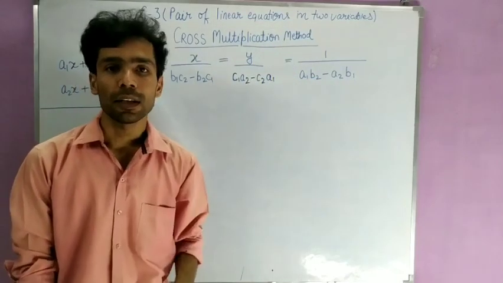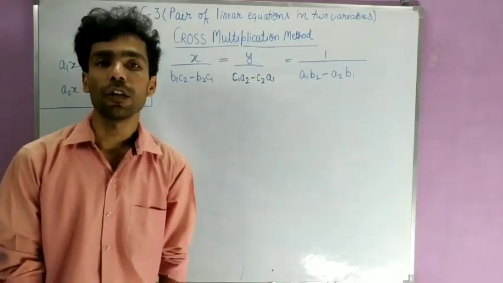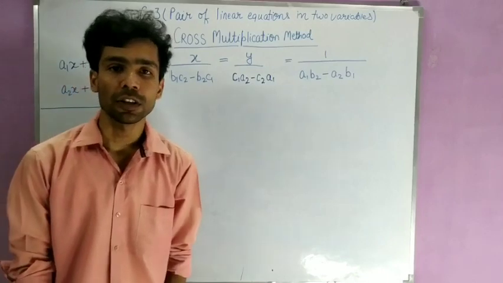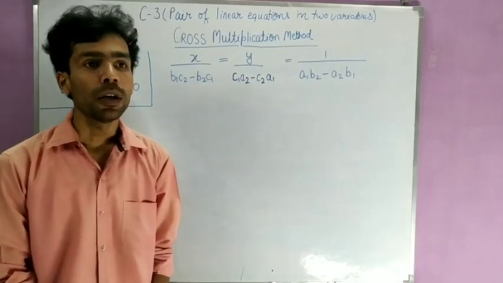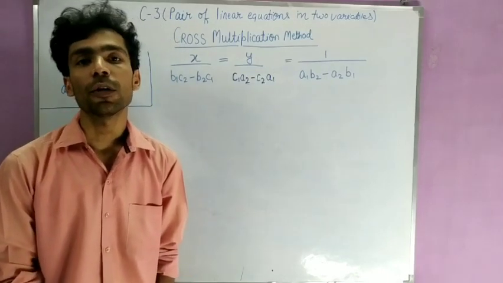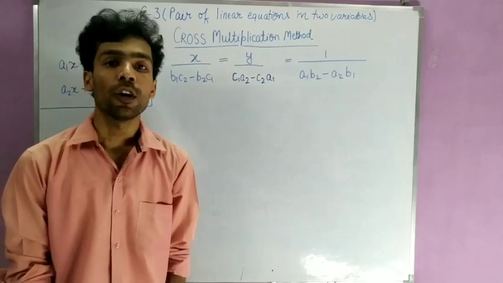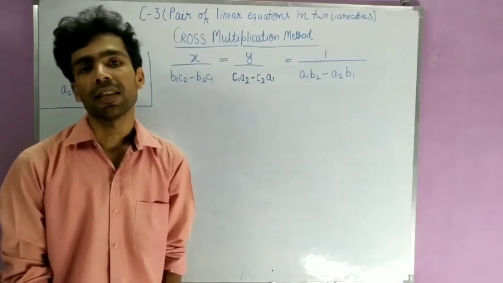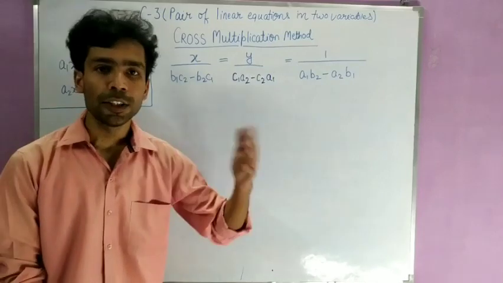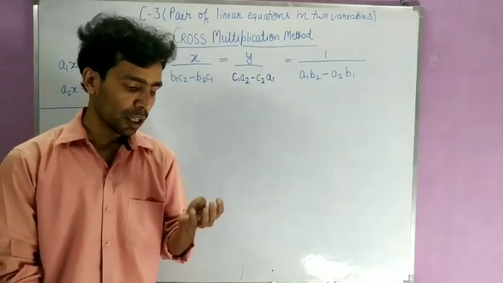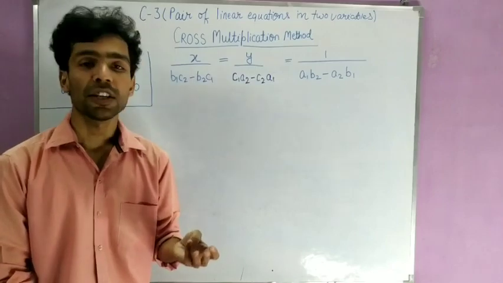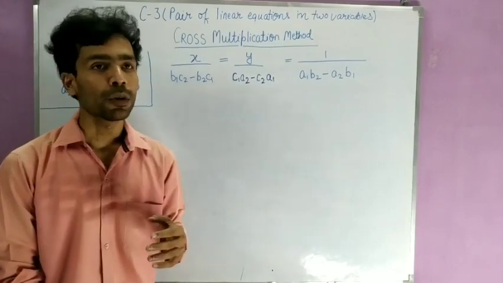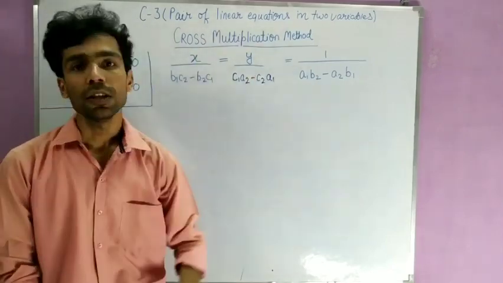It is the last method to find the solution of pair of linear equations. I told you how to find a solution of pair of linear equations. I also told you that there are two methods. First was graphical and second was algebraic. And in algebraic we have studied substitution method, elimination method, and now we are going to study cross multiplication method.